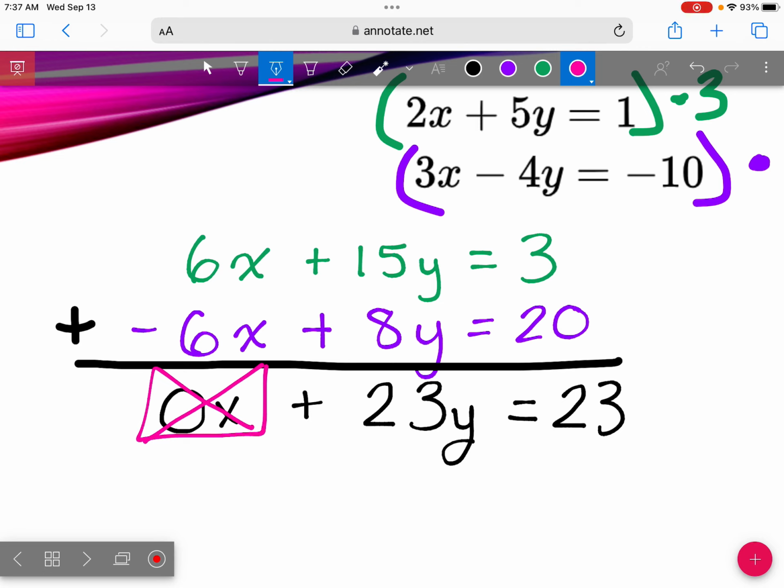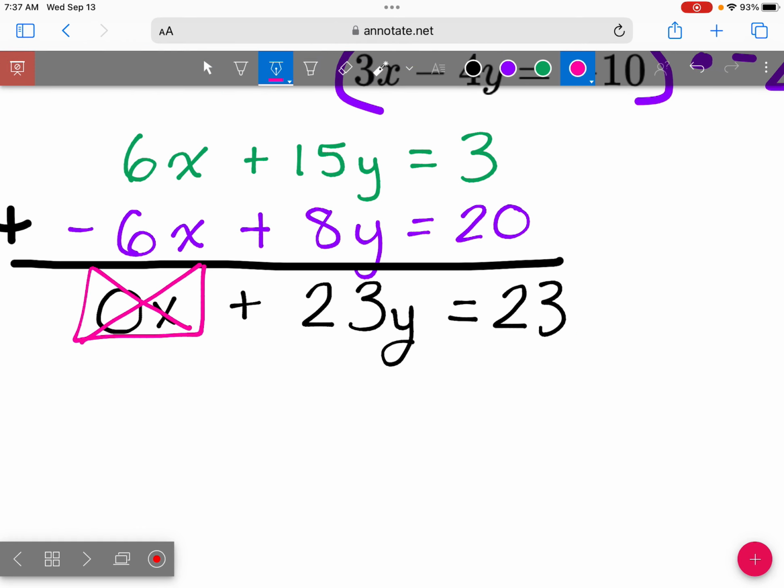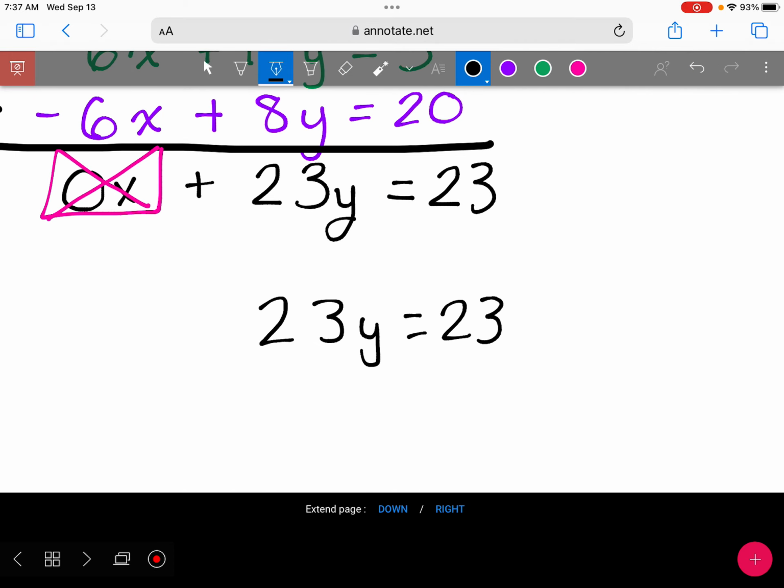If one of your variables does not eliminate out, stop and go back. We're sensing a theme on where people make mistakes. Because we should have wound up with just a single variable left. 23y equals 23. What does y equal? 1.